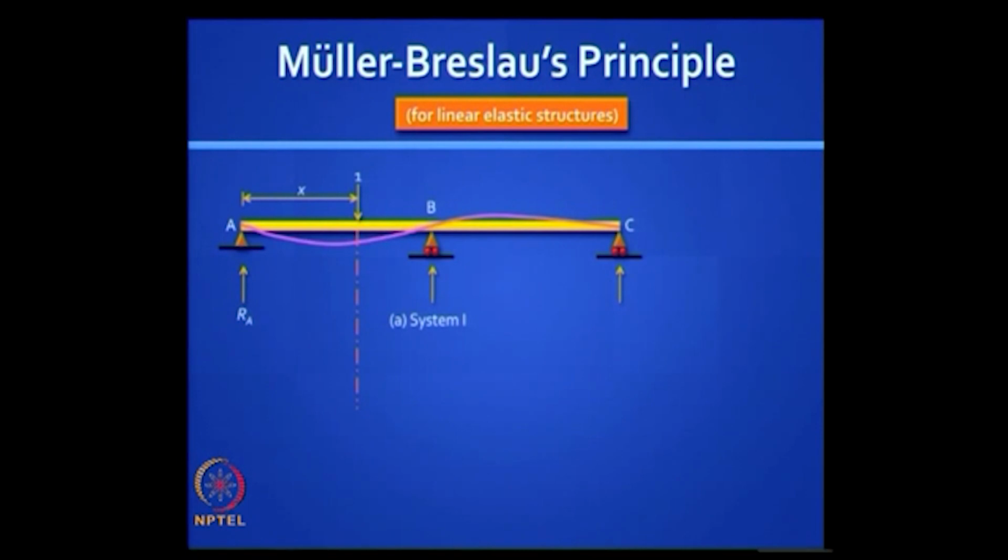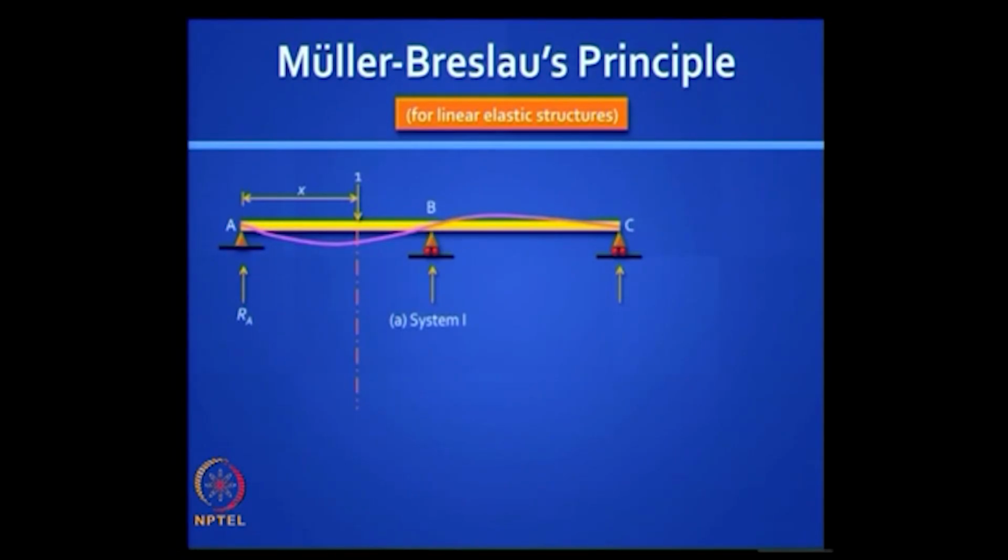Mueller-Breslau's principle is a powerful principle, and it is credited to both Mueller of Germany and Breslau, I think, of England, who more or less at the same time came up with a powerful principle which helps us draw influence line diagrams. As you know, the influence line diagram is especially useful in finding a response quantity caused by the movement of a unit load along the length of the beam. It is useful in bridge design, and it is qualitatively useful in building design as well.